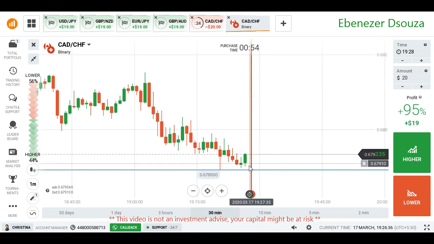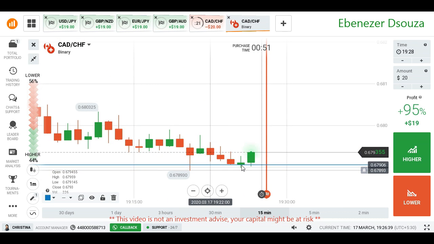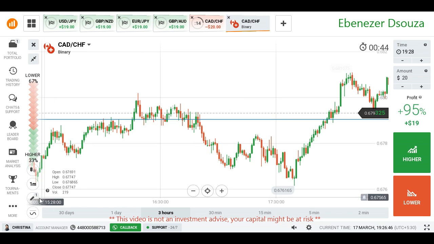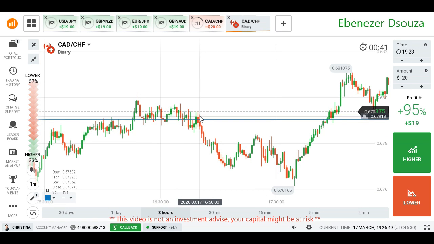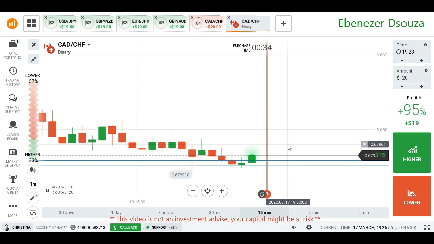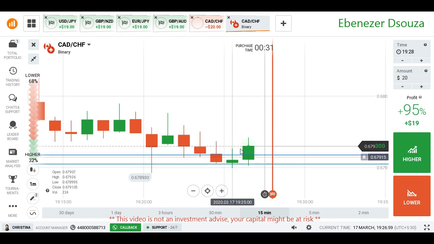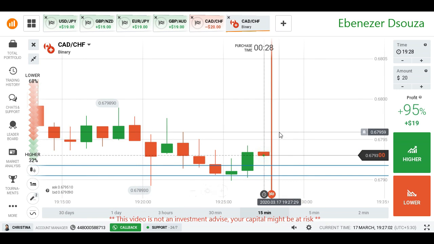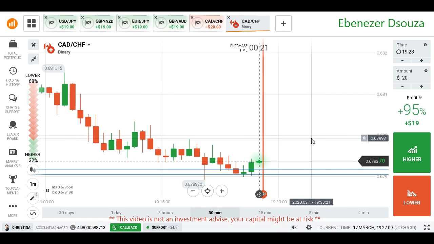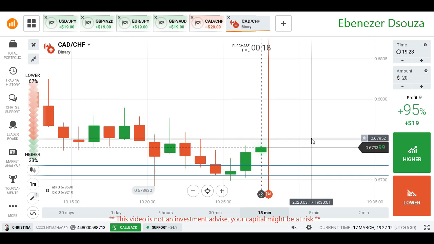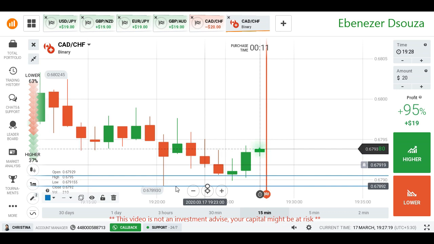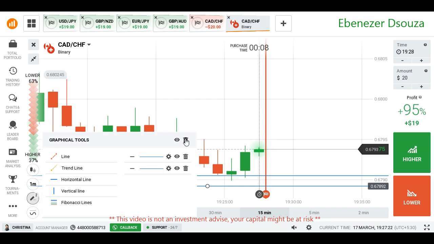Again buyers entered. Okay, let me check this level first. Okay, here a level. I don't know why it is going up. So there is a level here, but I don't think that the level is a strong level. Okay, no problem. I took only this point. Sometimes we may lose our trades, it's very common.